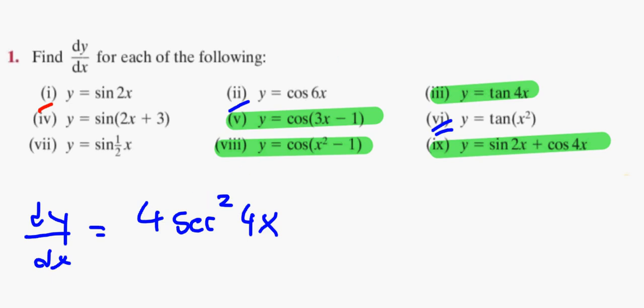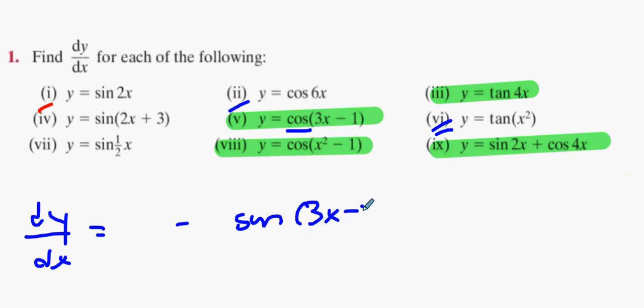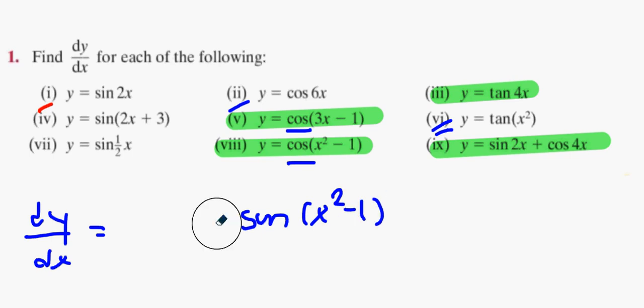Okay. For part 5, y equals cos(3x minus 1). Cos turns directly into minus sine. Angle never changes. Differentiate the angle, we get minus 3 sine(3x minus 1). We go with that. Right, next one. Cos turns directly into minus sine. Angle never changes. Differentiate the angle. Differentiate x squared minus 1, we get 2x.